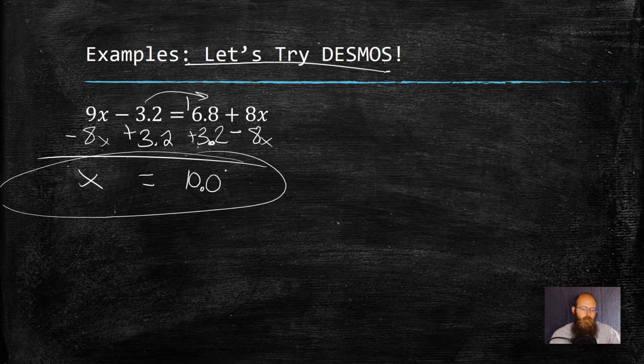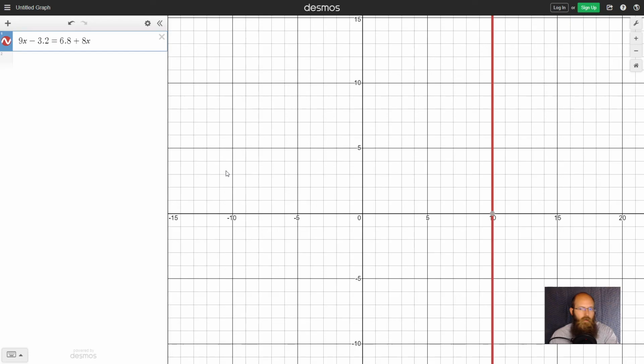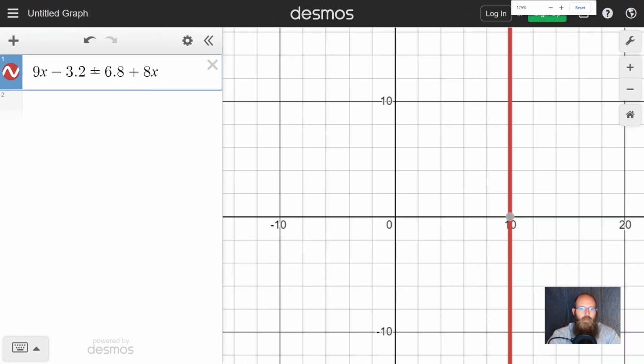But let's go check out Desmos here. Right there. Wow, I got bright. Sorry about that. But up in the top left, you can hopefully see, I just typed in my equation, right? That's 9x minus 3.2 equals 6.8 plus 8x. That's exactly what we had in our equation. And it gave us this red line over here. And if I notice where I cross my x-axis, I can even click on that dot, and it's 10, 0. That's my answer. It's the 10, right? And that's kind of nice.